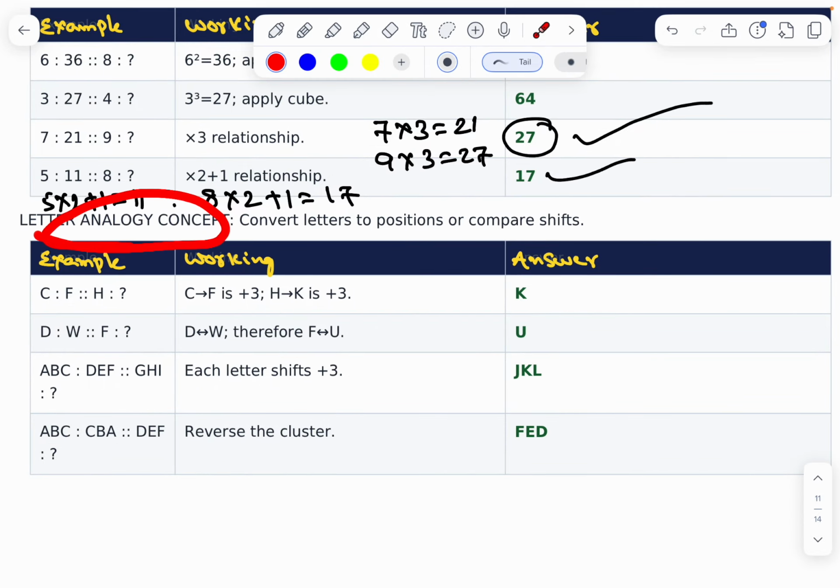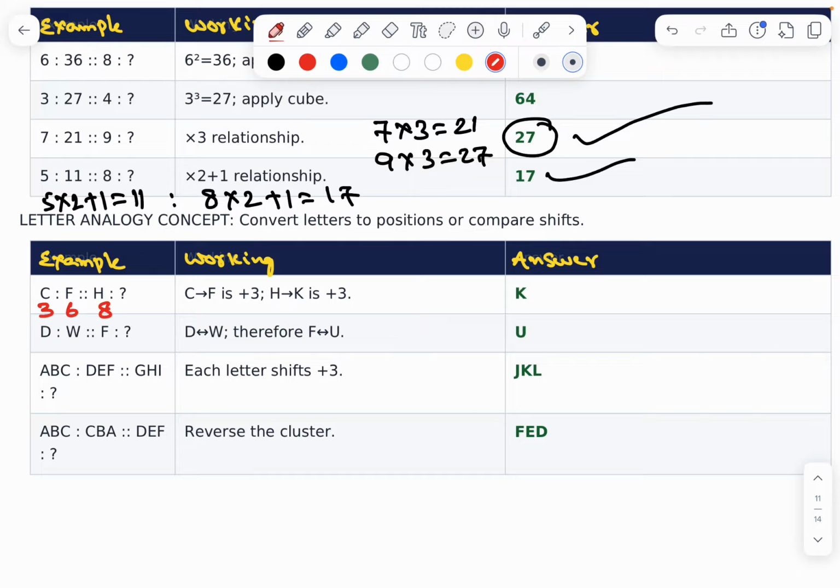Letter analogy concept. Convert the letters into positions or compare shifts. Here given C, F, H. What is the value in the number series? In the alphabet series we discussed, the value of C is equal to 3. The value of F is equal to 6. The value of H is equal to 8. What is this value?